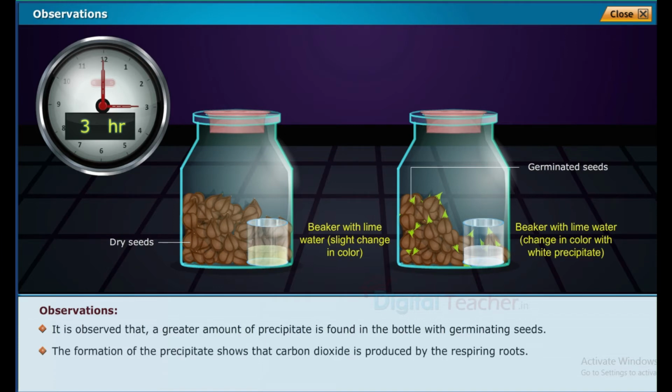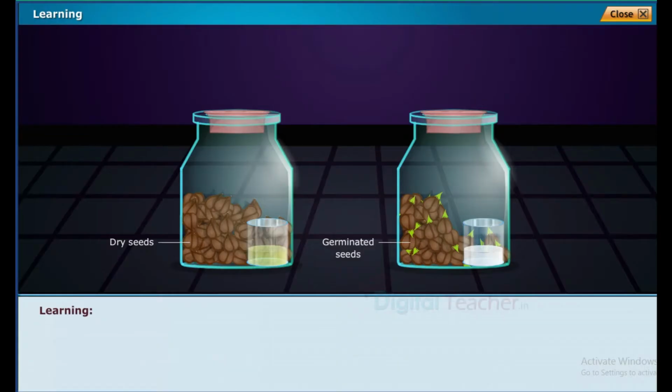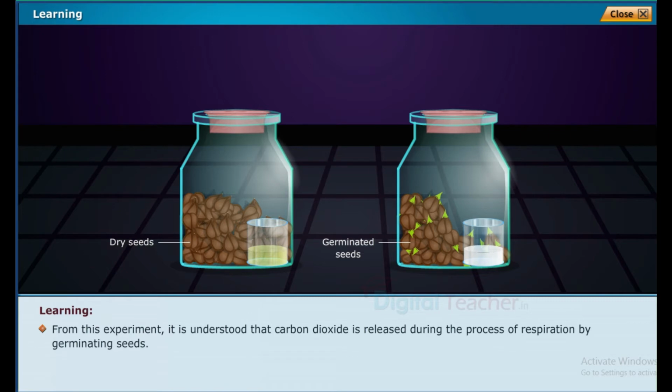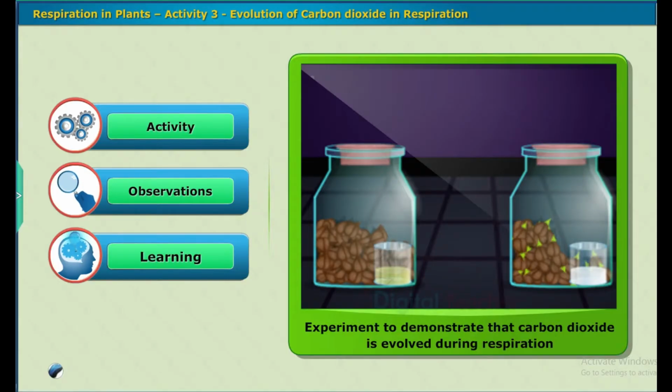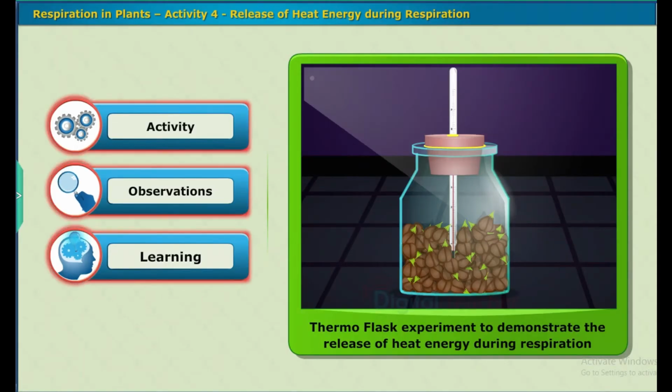The formation of the precipitate shows that carbon dioxide is produced by the respiring roots. From this experiment, it is understood that carbon dioxide is released during the process of respiration by germinating seeds. Here, let us perform an activity on how the heat is produced in germinating seeds during the process of respiration.